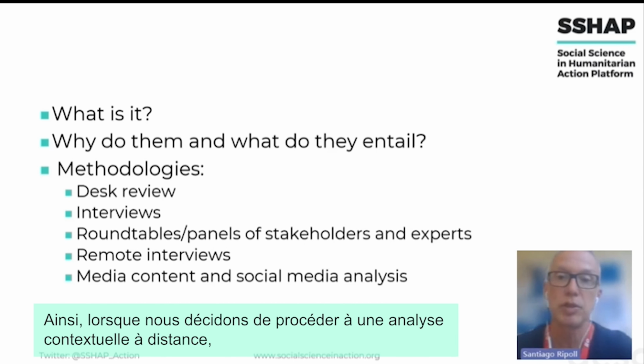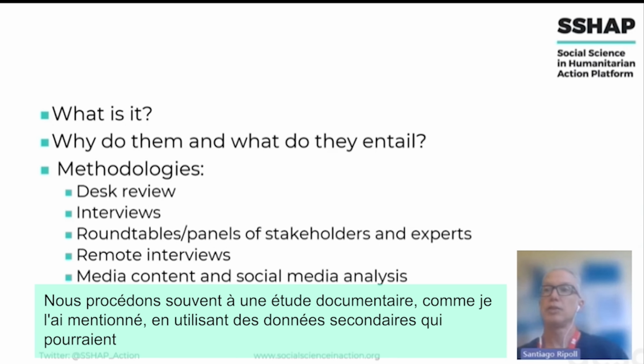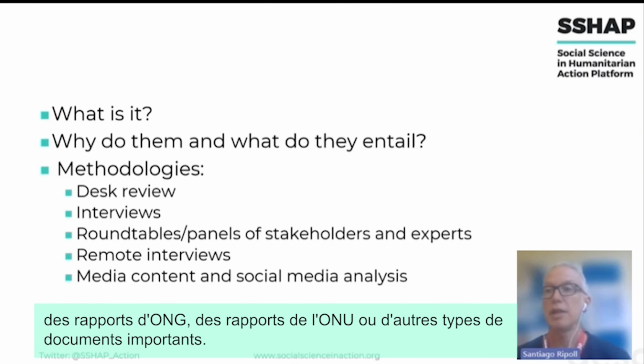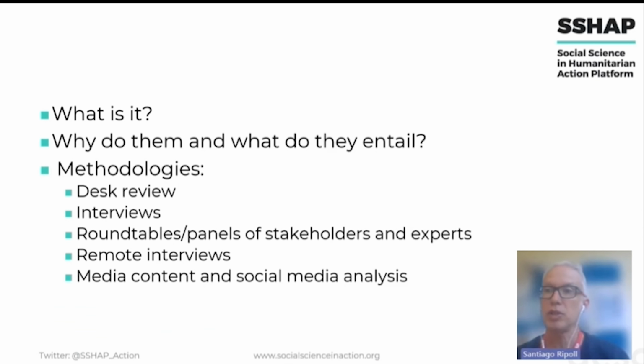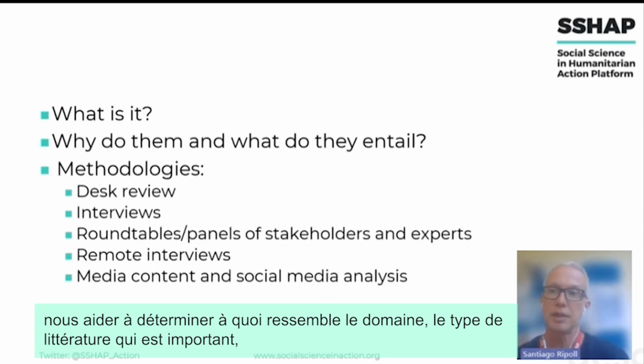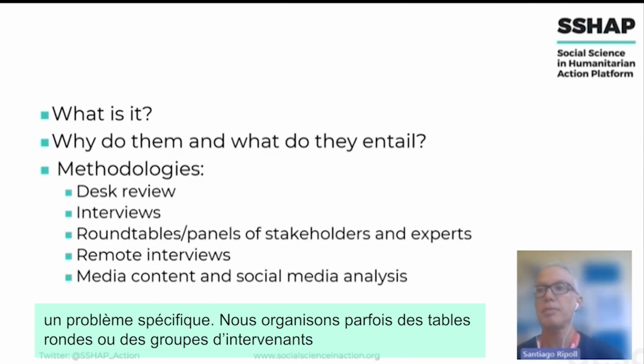So once we do decide to do a remote context analysis, there are certain methodologies that we use. We often do a desk review, as I mentioned, using secondary data that could come from academic journals, or from grey literature like NGO reports, UN reports, or other kinds of grey literature. We do not carry out primary research, but we do reach out to experts that can help us determine what the field is like, what kind of literature is important, and what the issues are that are most salient in that particular context for that particular problem.